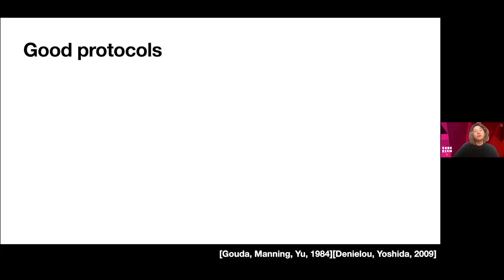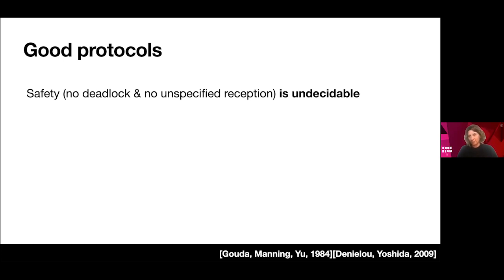And unfortunately, there is a negative result that was published in 1984 by Gouda, Manning, and Yu. In general, given a system of finite state machines that communicate asynchronously, it is undecidable. I cannot tell you in general if the system is safe. And here by safe, I mean free from deadlock and free from unspecified receptions. That is when you receive something you're not expecting. Okay, so we have a space of safe protocols, which we cannot characterize. We have this negative result. We can do nothing about that.